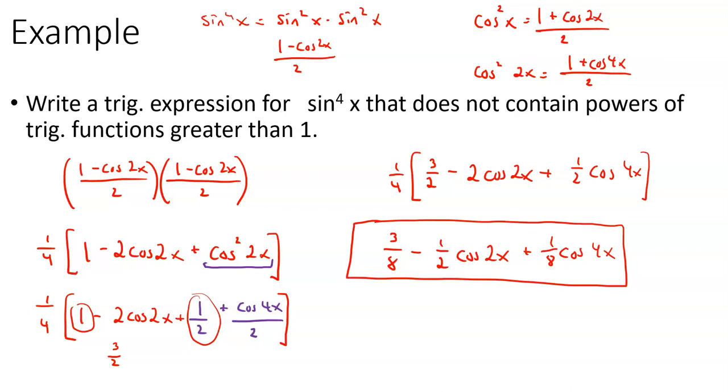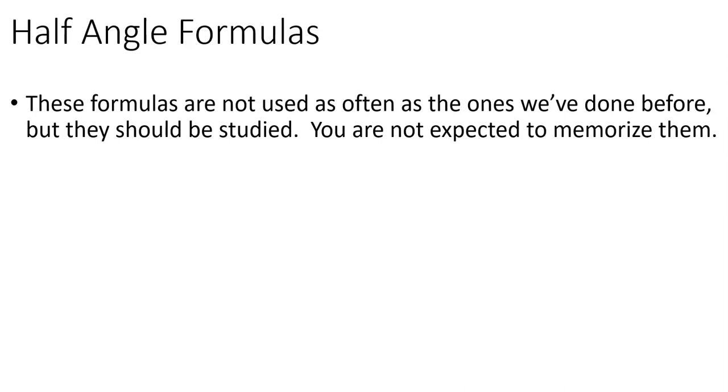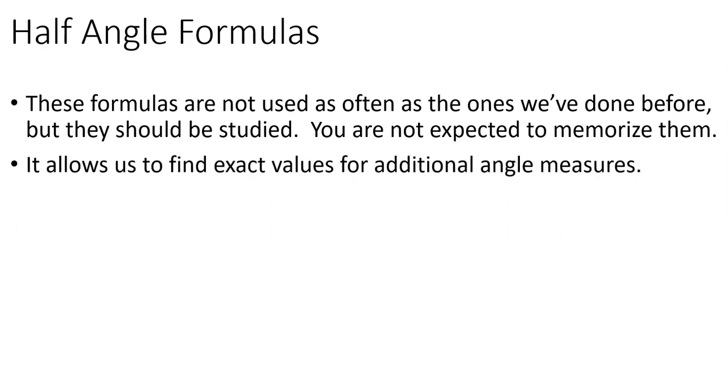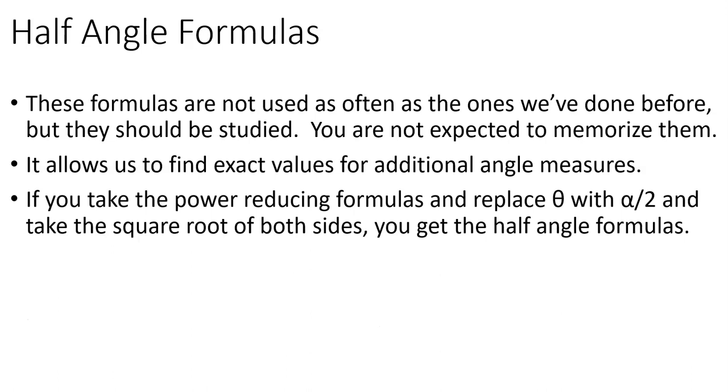All right, let's knock out the last little bit from this section. This is a combined 5-2, 5-3. So half angle formulas. All right, they're not used nearly as often. You're not expected to memorize them, but they allow us to find exact values for additional angle measures. So what you do is you take the power reducing formulas and replace the thetas with these things called alphas, alpha over 2. They look like little fishies, but they're alphas. They're the first letter of the Greek alphabet. And you take the square root of both sides, you get the half angle formulas.